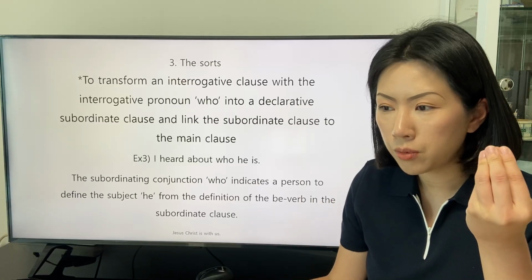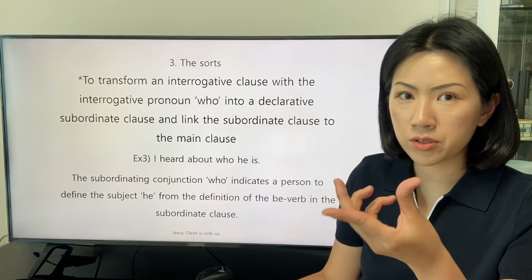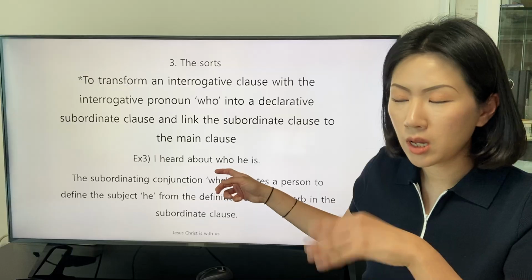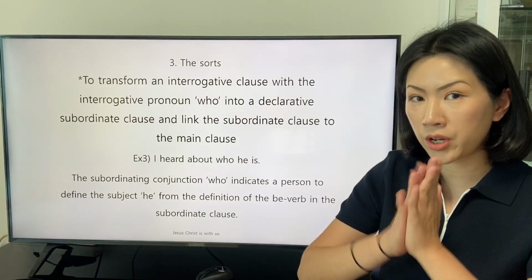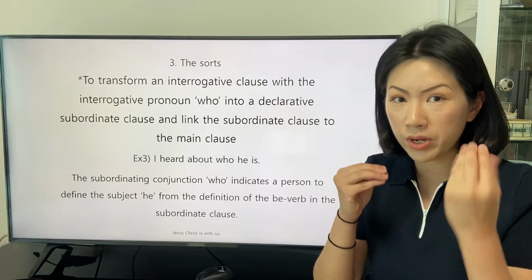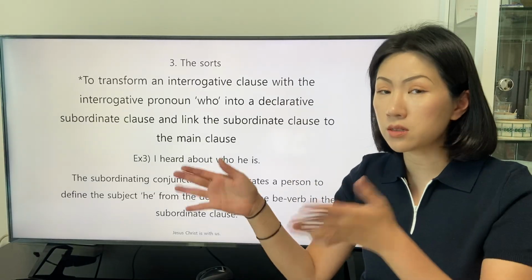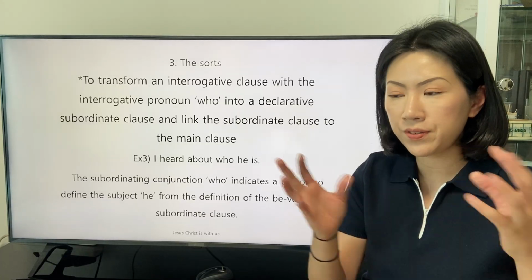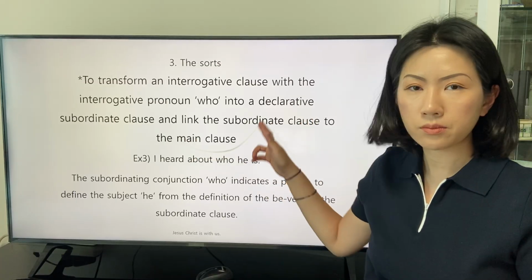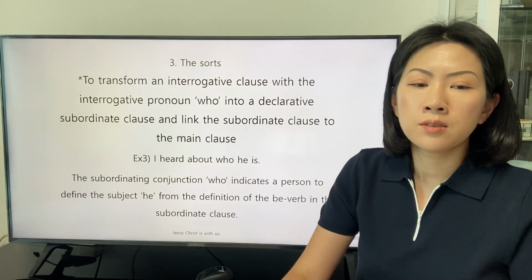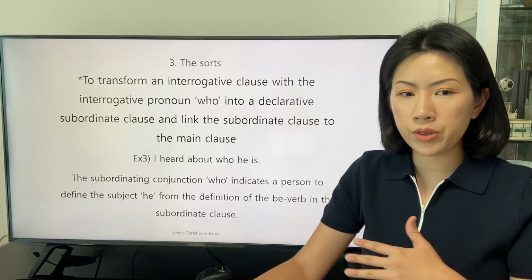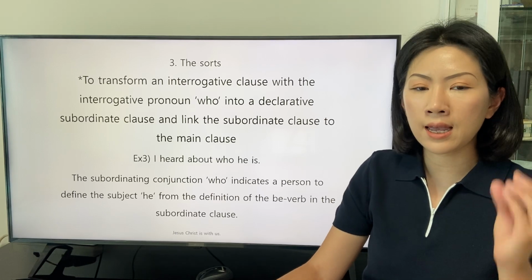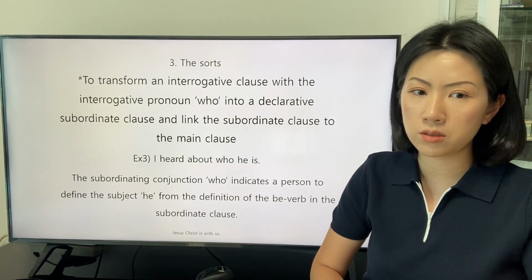The pronoun him indicates the same person, indicated by the subordinating conjunction who. That can be the reason. The shared indication is the reason why we link the subordinate clause to the main clause. Until this point, we've studied how to transform an interrogative clause with the interrogative pronoun who into a declarative subordinate clause and link the subordinate clause to the main clause.